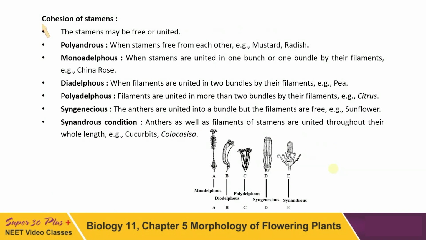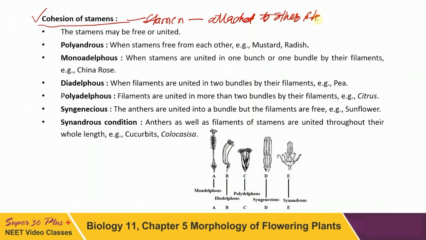We have to see cohesion of stamens. You can recall it. What is meant by cohesion? When the stamens are found attached to other stamens, that condition is known as cohesion. Is it right? In this case the stamens are united, and united means cohesion.